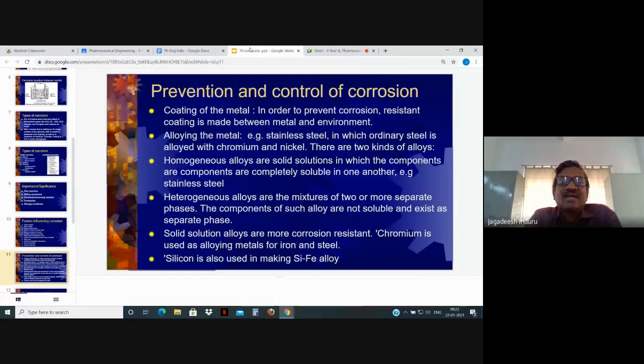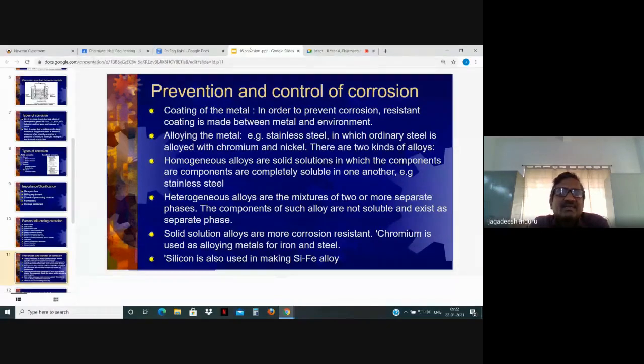Another one is alloying of the metal, which is very important. If a parent metal is more prone to corrosion and is very active, we convert that parent metal into an alloy by adding other materials in certain proportions. By mixing them, they will have enough bonding and make the metal less active. This is the concept of alloying.